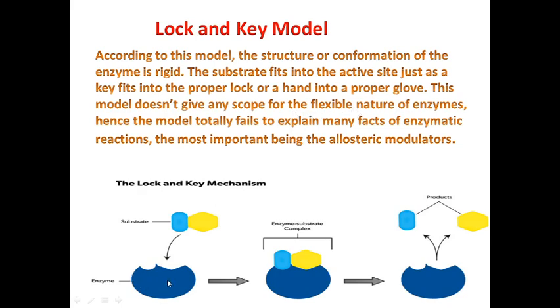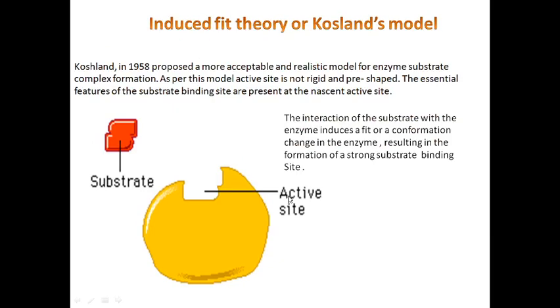Here you see, this is the enzyme, it behaves like a lock, and here is the substrate. It fits in like the key. The substrate fits into the lock and forms the enzyme substrate complex. Later what happens? The substrate changes into the product and the enzyme gets dissociated from it. So this is the lock and key mechanism. Now moving forward, there is another model.